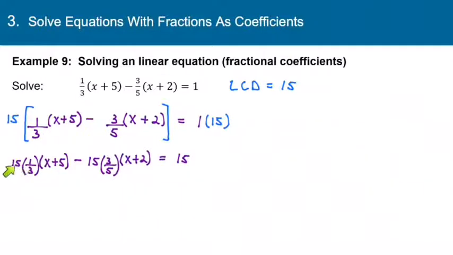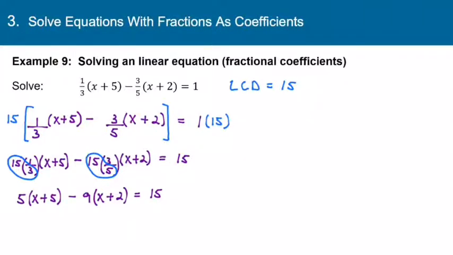Now notice that we can take advantage of some simplifying here. 15 divided by 3 is going to be 5. 5 times 1 is going to be 5. That 5 times this 1 is going to give us 5. And of course, we still have our x plus 5 in parentheses. And now on the second term, we have 15 divided by 5, so that's going to make 3. That 3 times this other 3 is going to give us 9. So now we have 9 times x plus 2, and that still equals 15.